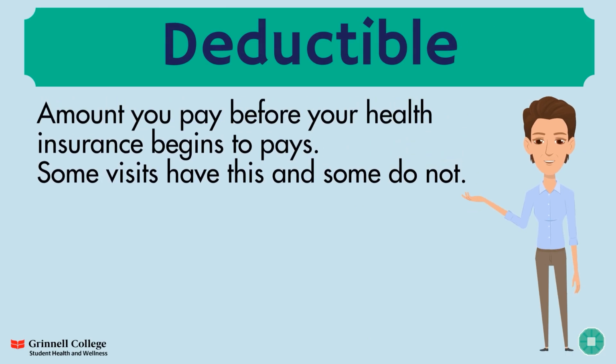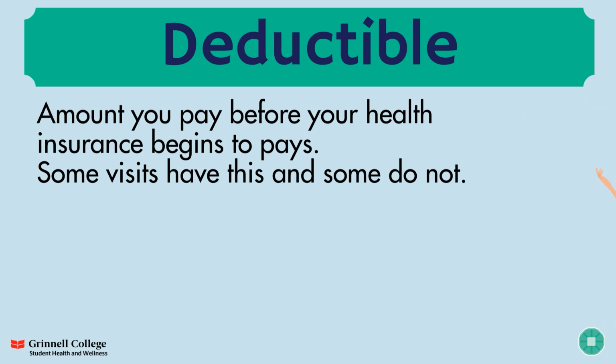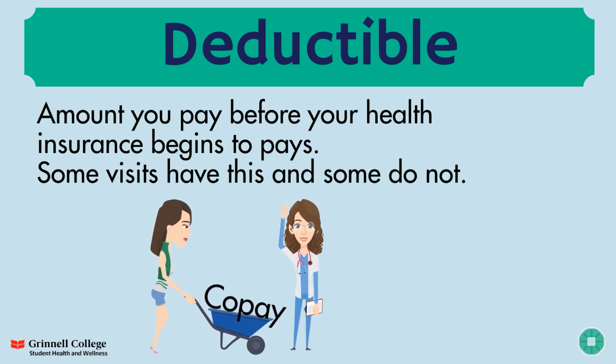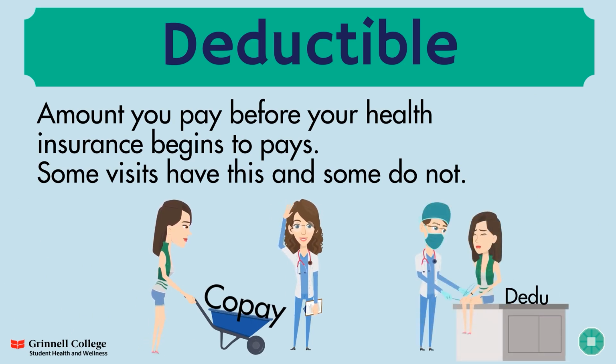Deductible. The deductible is the amount you pay before your health insurance begins to pay. Some visits have this and some do not. For example, if you're on the student health insurance, the deductible doesn't apply for an in-network doctor's office visit. Instead, only the $20 copay applies, and the $20 you pay does not go towards the deductible. However, any labs or procedures done in the office would go towards that deductible. I like to describe it as this: the copay is what you pay to see a doctor. The deductible is what you pay if the doctor does anything.